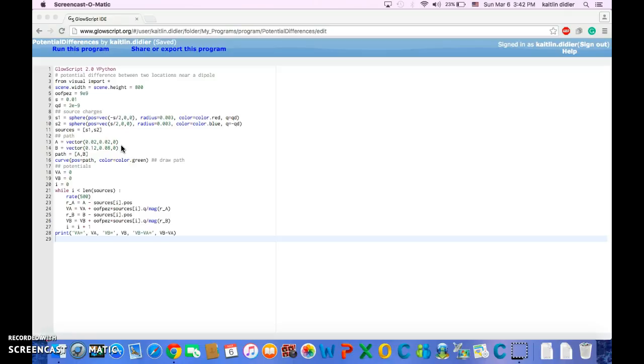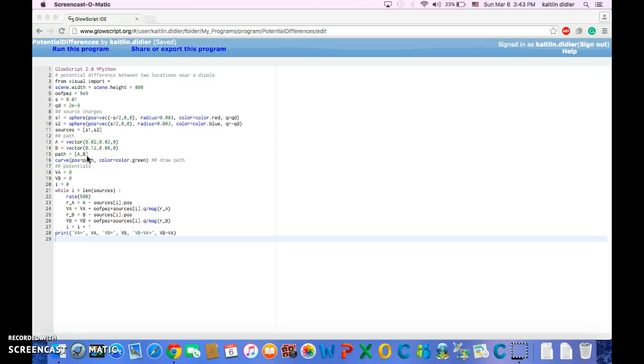Path A is going to be a vector 0.02, 0.020, and path B is going to be a vector 0.12, 0.080. So they're both only in the X and Y direction. We don't fool with the Z direction here. But as you can see, vector B is going to be a little bit longer and farther. It goes over in the X direction a little bit more and up in the Y direction a little bit more, but everything is positive here. So it goes from A to B.